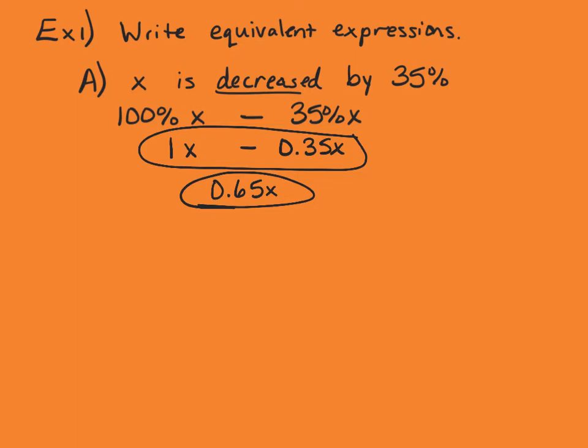We could have gone over here to the side and said 100% of x minus 35% of x is 65% of x, which we can change to the decimal form of 0.65x. So we have multiple ways to write equivalent expressions, and these circled values are equivalent to the original. And sometimes you might see this written in a problem that has multiple answers that are equivalent to the original, or you might be choosing an equivalent expression from a list of multiple choice answers.